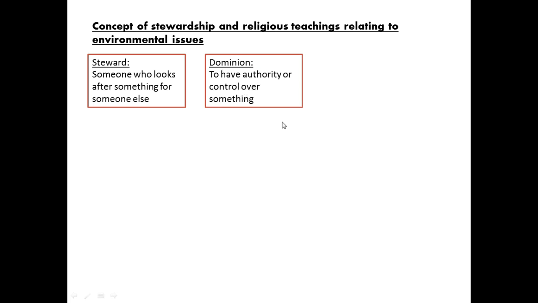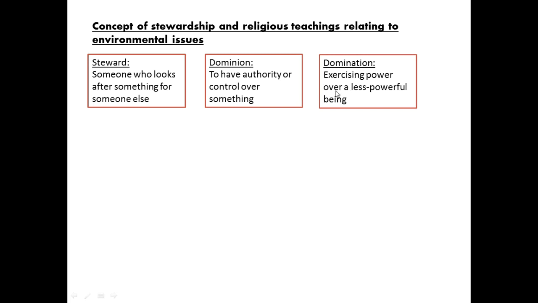Now, coming up to the end now, we've got to look at the concept of stewardship and other religious teachings, these religious teachings being Christianity, relating to environmental issues. Now, just before we start, we've got to go through a few definitions, and for example, we've got to look at what a steward is. A steward is someone who looks after something for someone else. We've got a dominion, and dominion means to have authority or control over something. And domination means exercising this power, this dominion, this authority or control over something over the less powerful being.